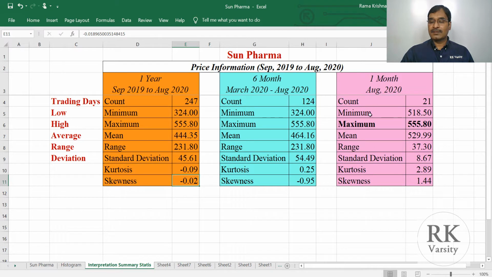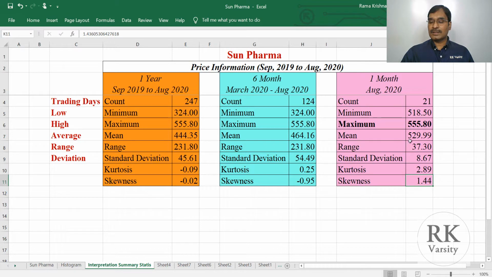Whereas in the month of August, it is positive, that is 1.44, which means the stock price is trading above average, that is 529 and above. Most of the time it has positive values. This is how you need to interpret the results to have a better understanding of the stock price movements.